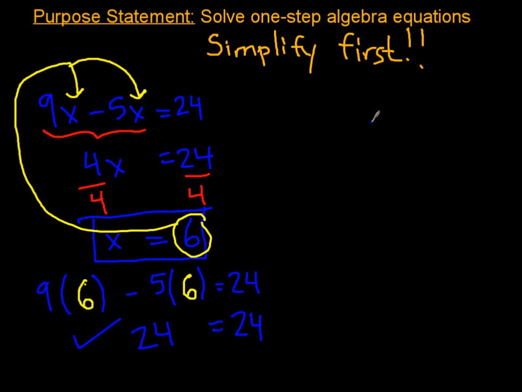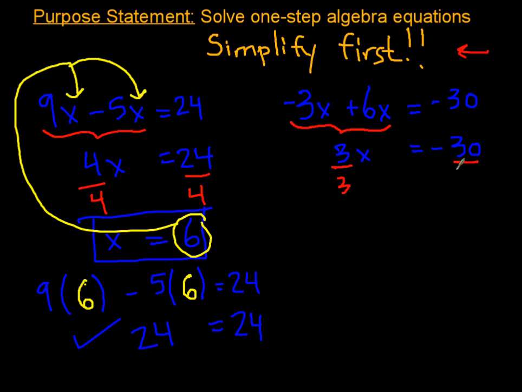Okay. One last example that we did was very similar. We started with negative 3x plus 6x is equal to negative 30. And remember, the first step is to simplify. So we can combine negative 3x and 6x into positive 3x, and we know that equals negative 30. Okay, and then from here, we divide both sides by 3, and we find that x equals negative 10.